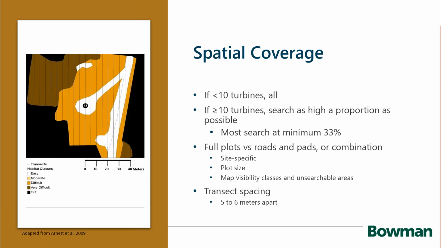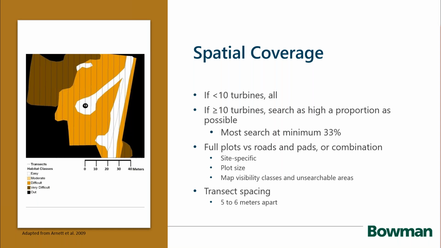However, these recommendations were put forward back when most people were searching full plots only, which take a lot more effort and time, and so fewer turbines were able to be searched. These days, most facilities search roads and pads at a certain number of turbines, which take less time, and therefore more turbines can be searched. Turbine selection should be random, but it should ensure that all habitat types are represented.